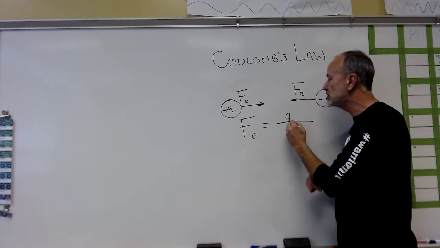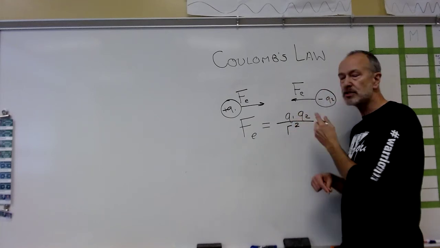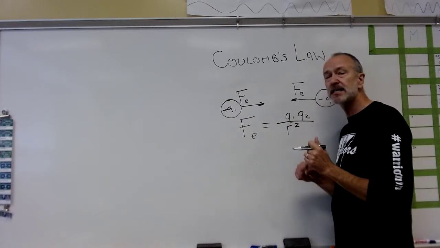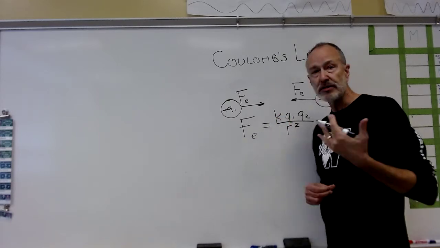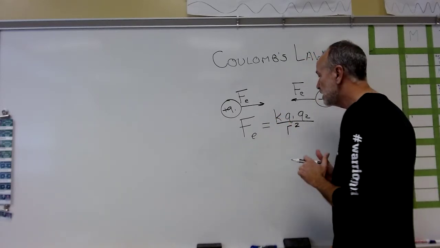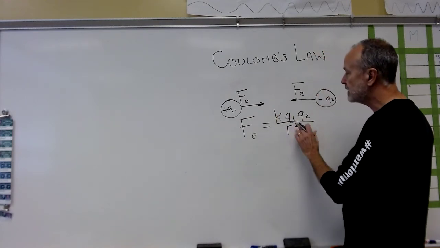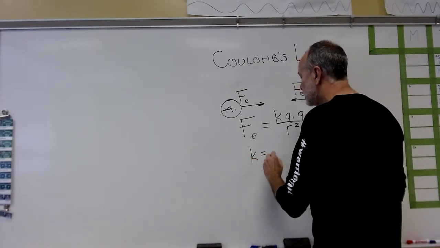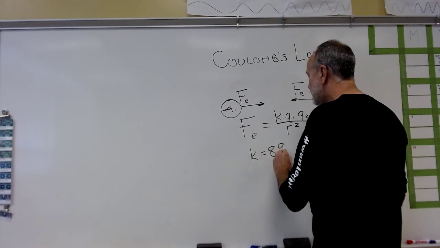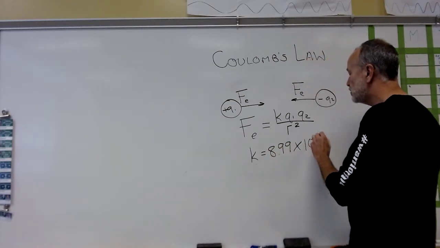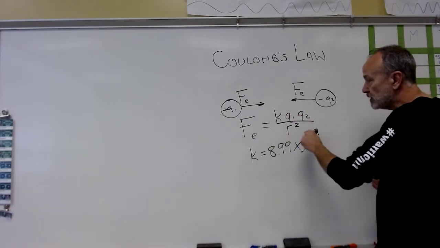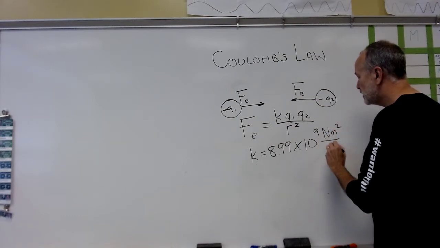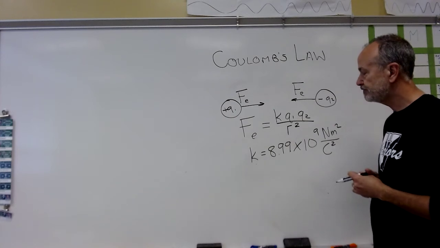It would be related to the magnitudes of the charges, Q1 and Q2, just like gravitational force is related to M1 times M2. And there's going to be a constant out front, and that's called variously the Coulomb constant or electrostatic constant, but that K is a constant that relates these things. So it looks an awful lot like our force of gravity equation. The K is 8.99 times 10 to the 9th, and the units would have to be newton meters squared divided by coulomb squared.